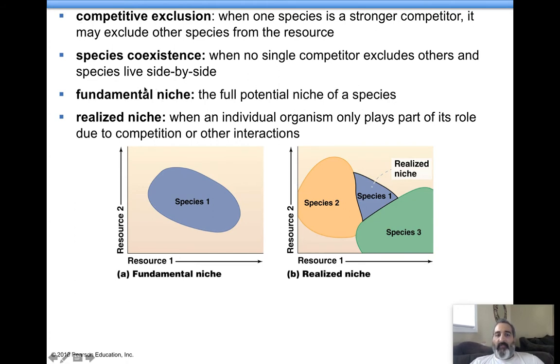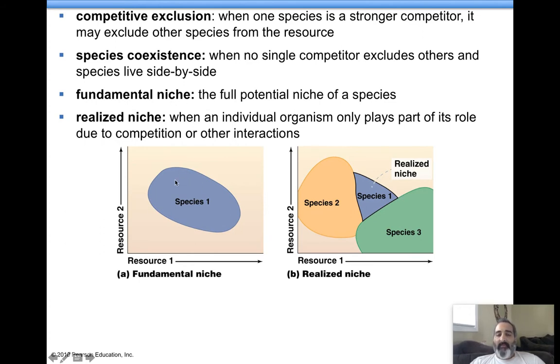So let's talk about the fundamental niche. Let's say, for example, this is one species, species one, and this is the area or the space that comprises this particular species. Basically, it's the resources that it can utilize. So this would be species one's niche. Well, in nature, species one doesn't have use of all those resources. There might be species two and species three. So its entire available resources would be its fundamental niche, its full potential. This is everything they can utilize.